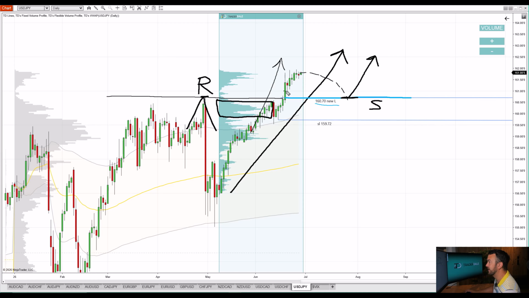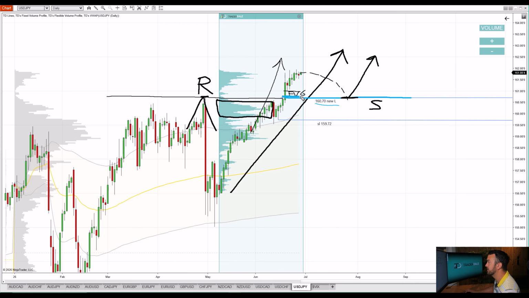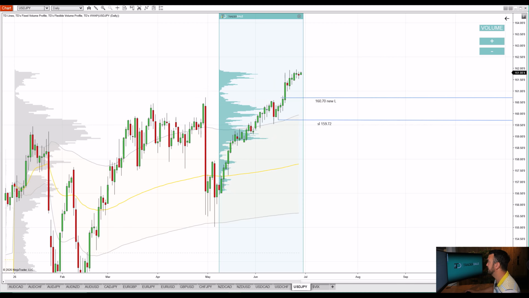And the third reason that I like is that there is this small fair value gap. It would be better if the fair value gap was bigger, but we have at least something, right? And in a bullish scenario, this is the beginning of the fair value gap, and I like to trade from there, right? So we have the volume profile setup, that's the most important thing. Then we have the price action setup, that resistance, support, flip, and then we have the fair value gap, all pointing to this level.